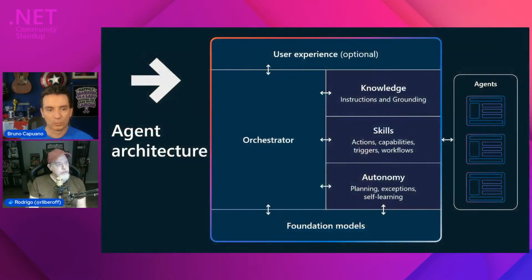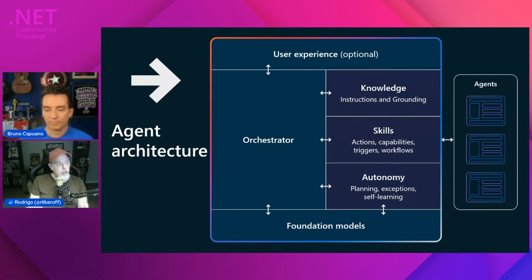And we need to understand the architecture of an agent. So there are going to be foundational models. These are OpenAI, Phi-3, Mistral, whatever. These are the models that provide the generative artificial intelligence functionalities and capacities. We need an orchestrator. Here is where semantic kernel comes into the picture. We need to have knowledge, skills, and autonomy, planners and things like that. Also, part of this is provided by semantic kernel.